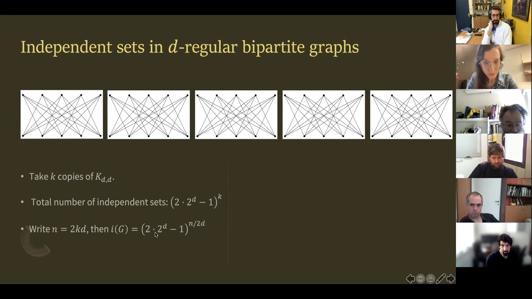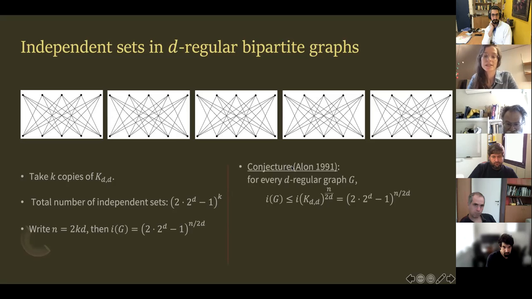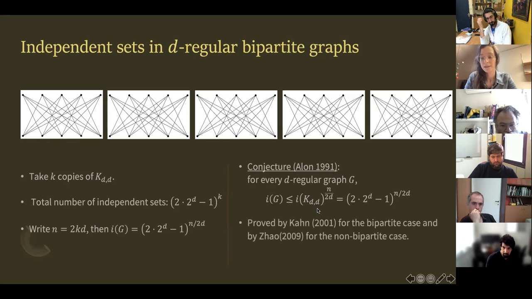to compare later. A very interesting, nice conjecture was made by Alon in '91, saying that in some sense this is best possible. He conjectured that for every d-regular graph, not necessarily bipartite, the total number of independent sets is maximized by this example. So we get at most what we get here, we cannot get something more. He showed some approximated version of this conjecture, and later it was proved by Kahn for the bipartite case and by Zhao for the other cases. So now this conjecture is settled.